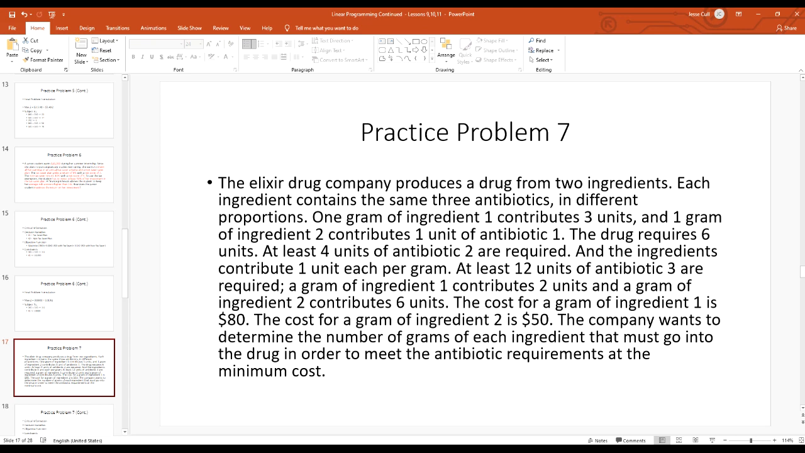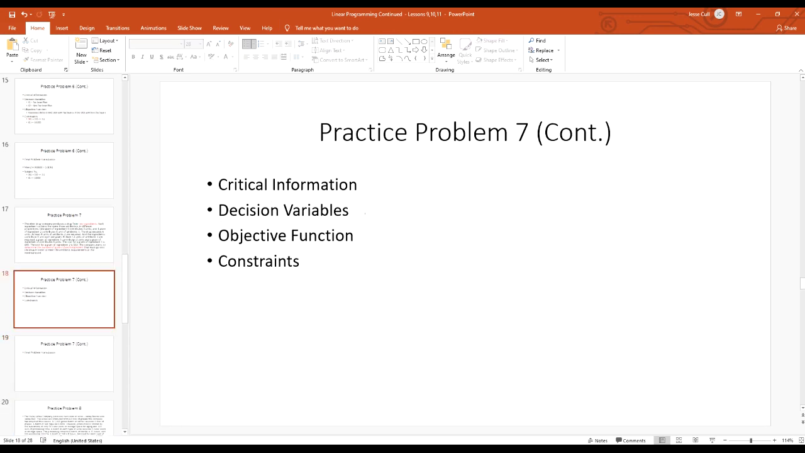So as always, let's look at what the company is trying to determine. And usually you can find in the first and the last sentence the key pieces of information. So here, they produce a drug from 2 ingredients. That seems important. The company wants to determine the number of grams of each ingredient. There are our decision variables. So we move over here, our decision variables.